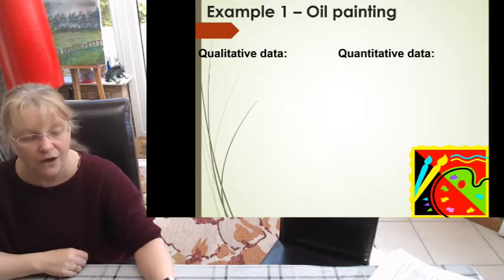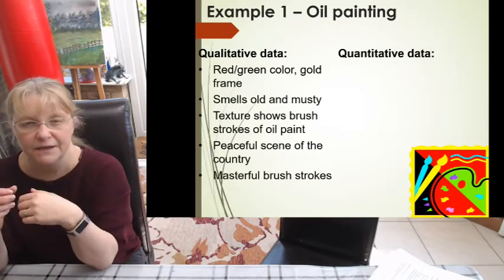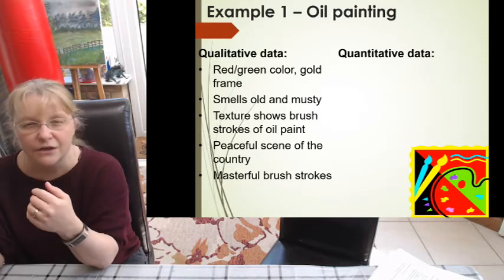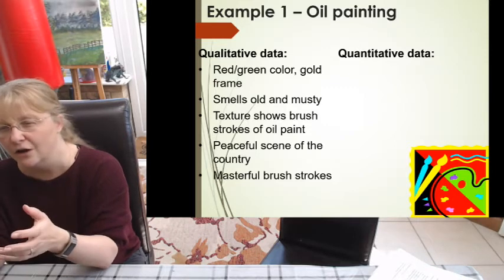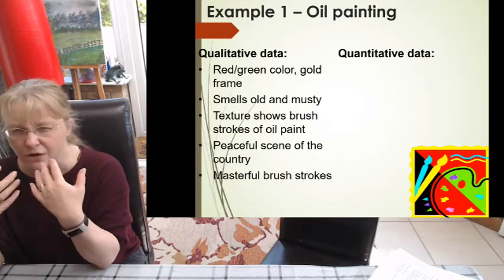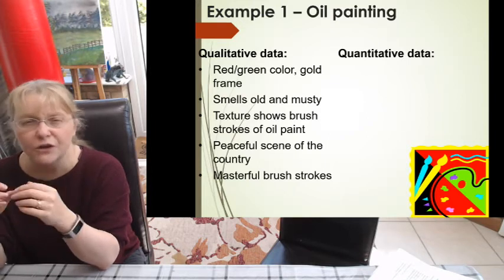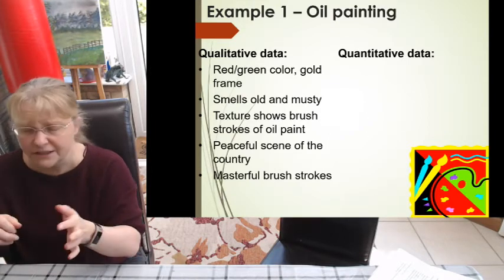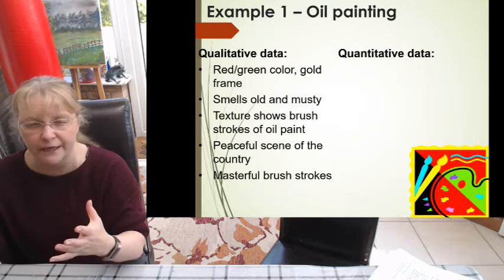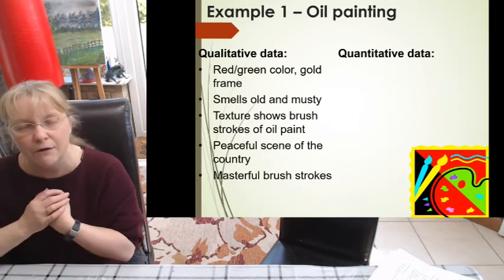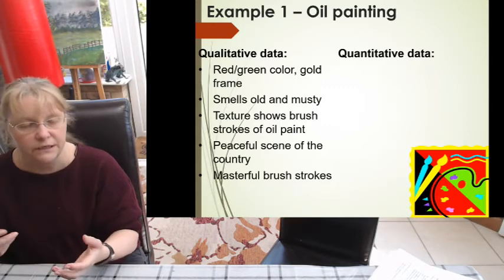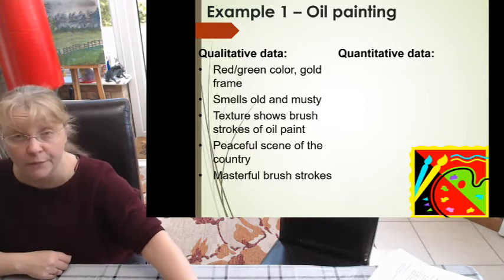Welcome back. Okay, so qualitative data is looking at the colours. It's reddy green a colour, it's got a gold frame, it smells old and musty. Look at the brush strokes. Think you're an artist, talk about the brush strokes, about the feelings, about how it affects you. That's qualitative. Quantitative, however, numbers.